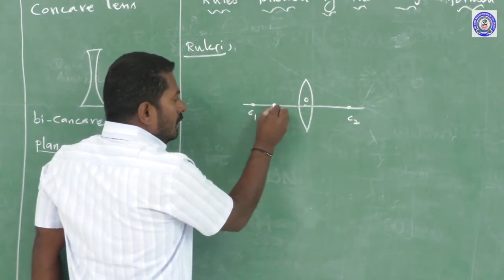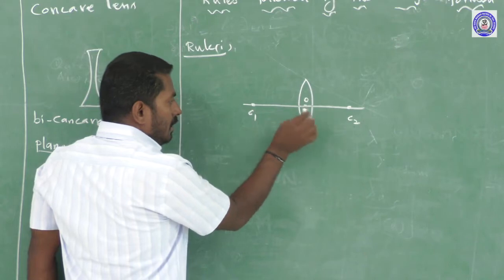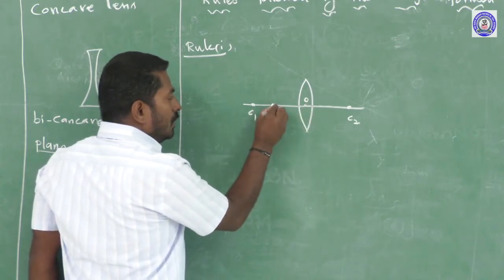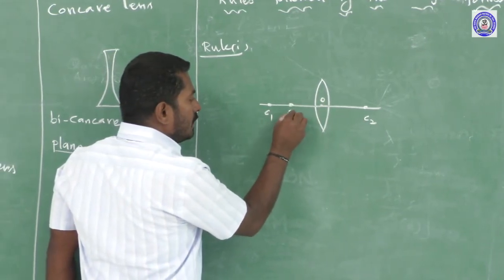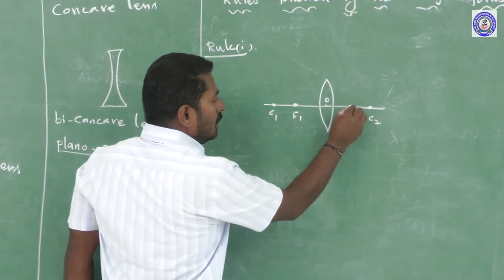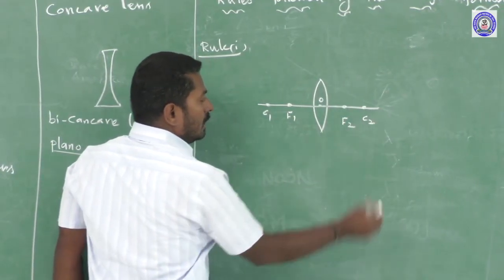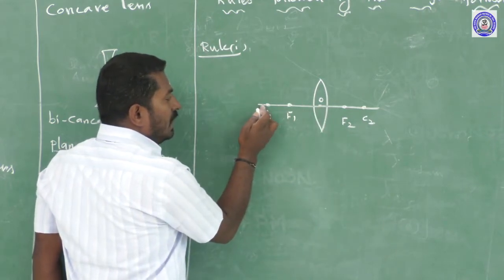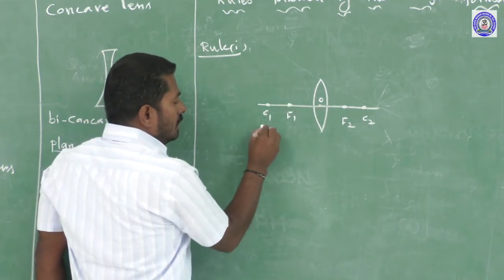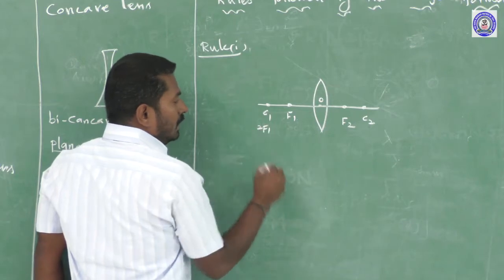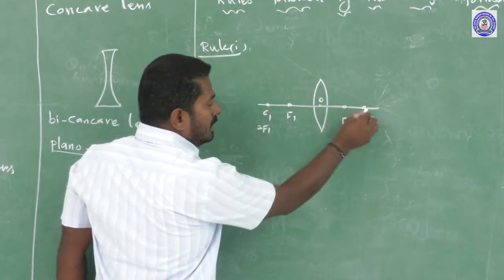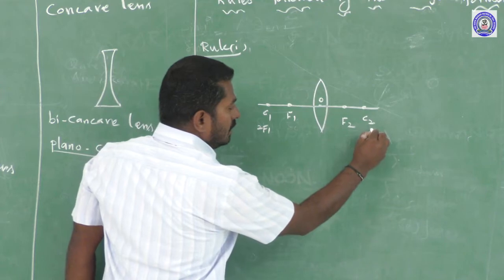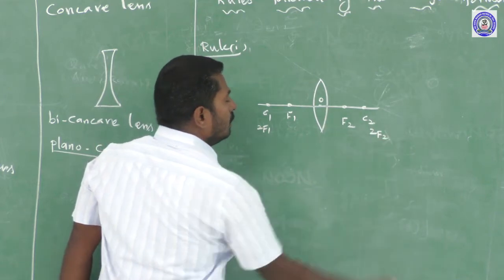Then, generally thin lenses have two principal foci, F1 and F2. The distance between the optic center and the center of curvature is 2f1. Then the distance between the optic center and the other center of curvature is 2f2.